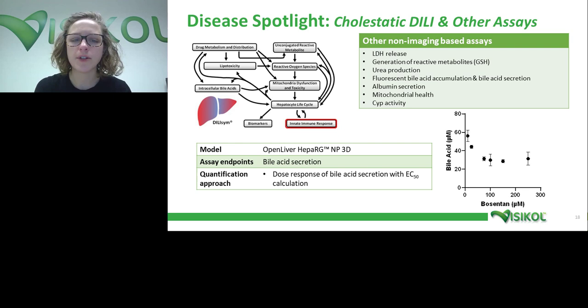In addition to these imaging-based approaches, we can also layer on a number of other non-imaging-based approaches, a lot of the time using the same spheroid well. So you can multiplex 4 or 5 different colors within a single spheroid, but you can also take cell culture supernatants and analyze those for things like bile acid secretion and LDH release. We can look at reactive metabolites, urea production, the list goes on. So it's a really nice way to evaluate a number of different endpoints, especially when you have this increased relevancy afforded by 3D cell culture models.